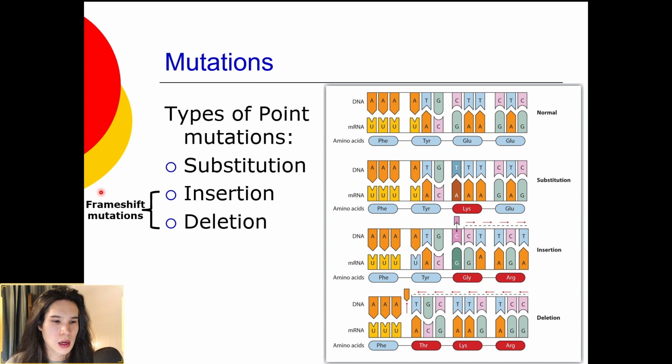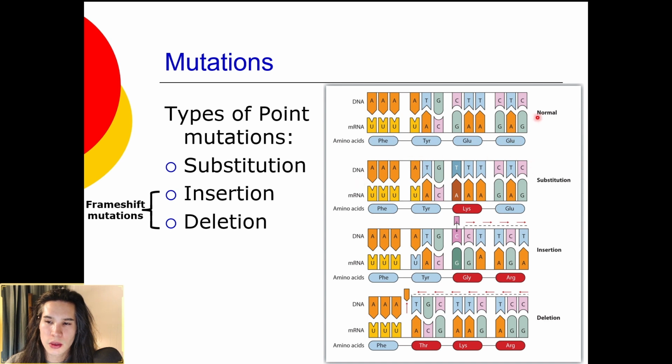All right, so let's talk about different types of mutations. So we can get substitution mutations, and as the name implies, you are substituting one thing for another. You're substituting one nucleotide for another nucleotide. So in this case, let's look at the DNA here. Here's our DNA in our nucleus, in our genome. And we've got AAA, ATG, CTT, CTC. Now, let's say we accrue a substitution mutation. We have AAA, ATG, and then instead of having a C, we have a T. So we have TTT, CTC.